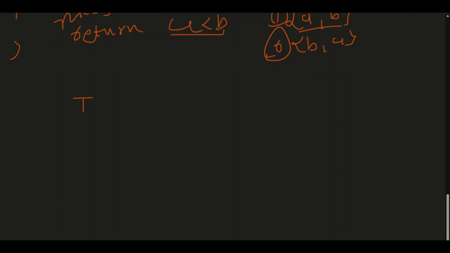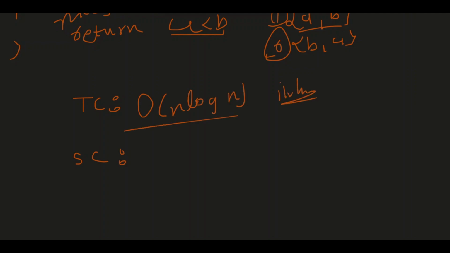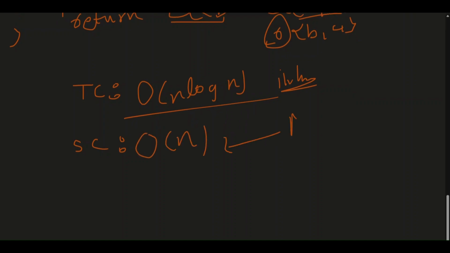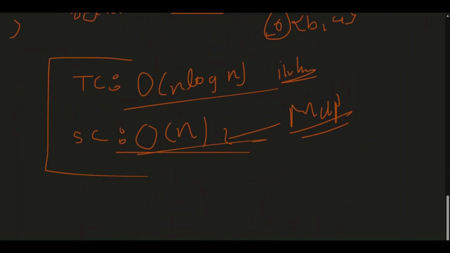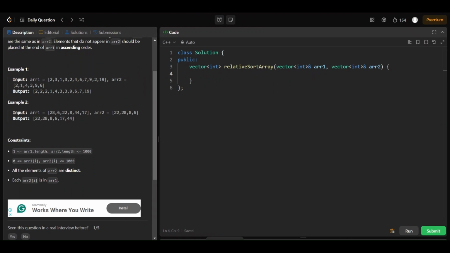So then comes the time complexity and space complexity. Time complexity of this algorithm is big O of n log n because we are using the inbuilt sort function, which takes big O of n log n. And the space complexity is big O of n because we are using the map. So this is the time complexity and space complexity. Let's write the coding part for it.